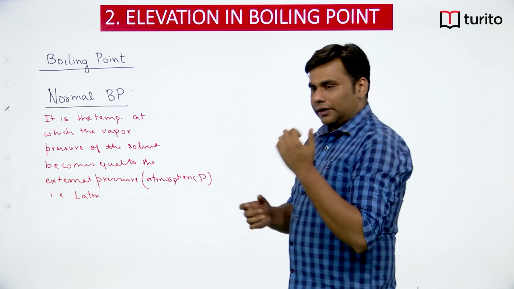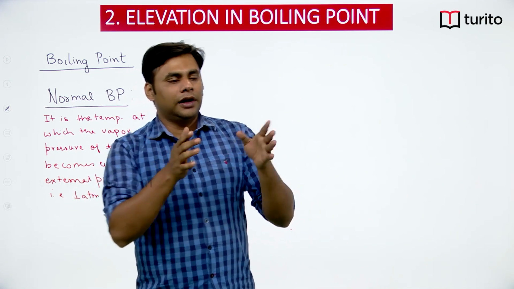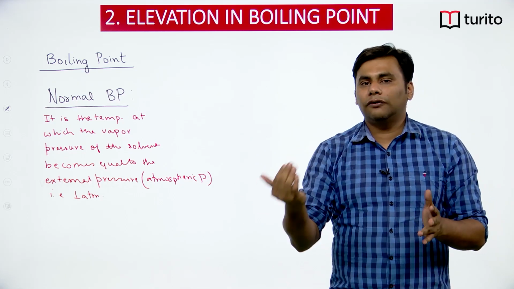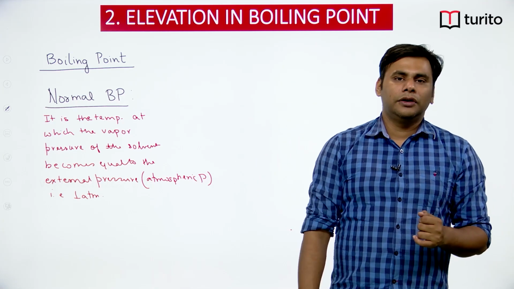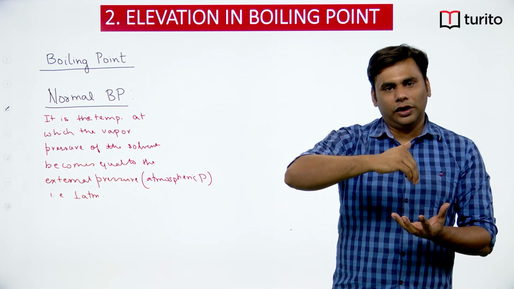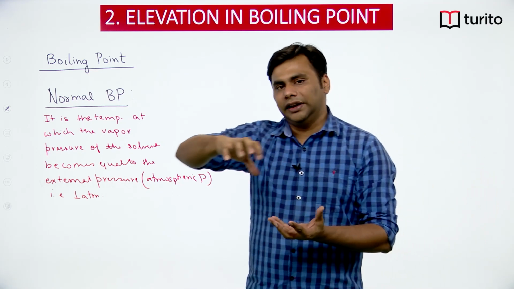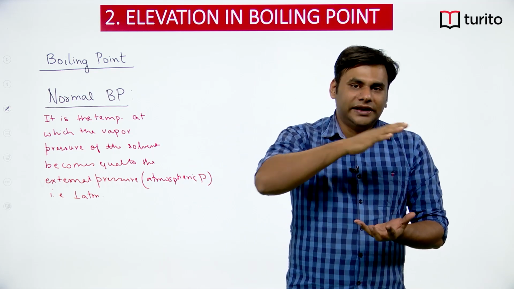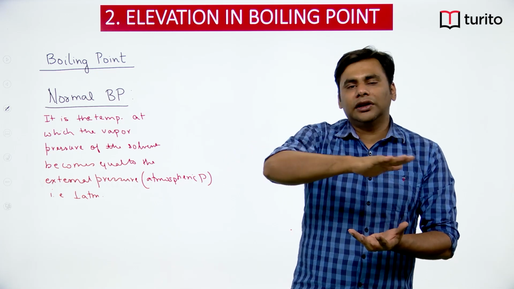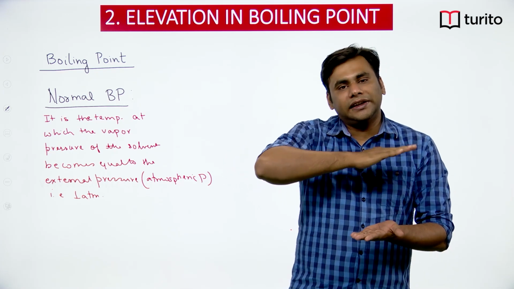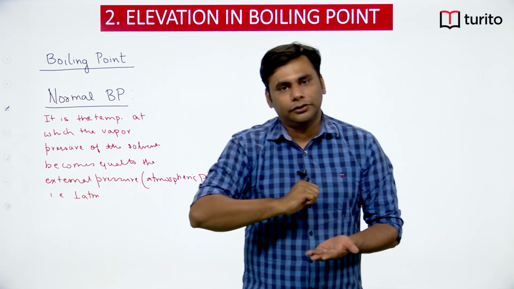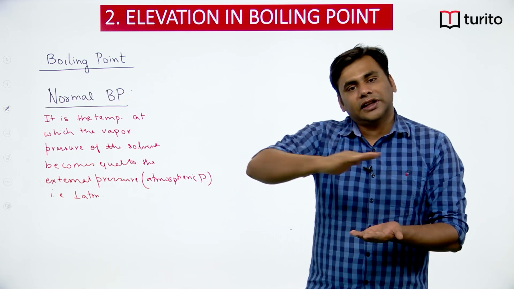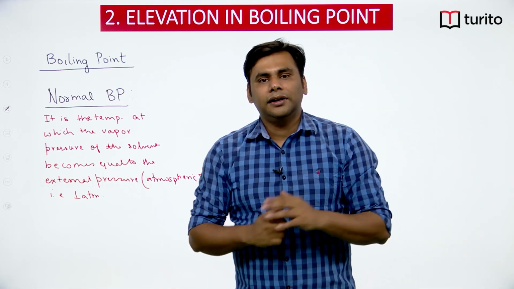Now let us again consider the same example. To this solvent we are adding some non-volatile solute. Upon addition of the non-volatile solute, the solute will get distributed in the entire solution. The solute molecules will also occupy the surface of the liquid solution. Initially, what was there at the surface? Only solvent molecules. Now when you have added the non-volatile solute particles, the surface will be occupied both by solvent as well as solute particles.